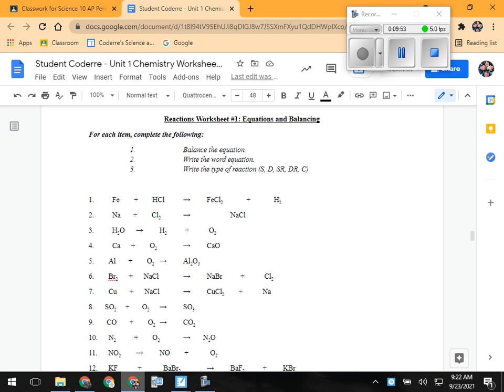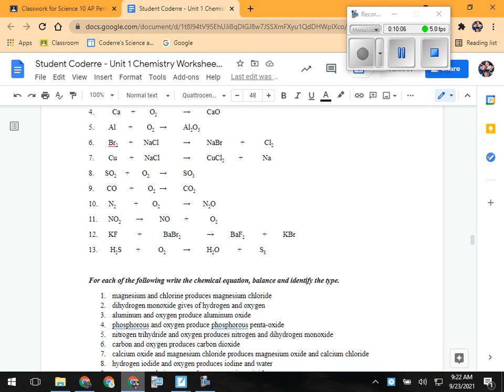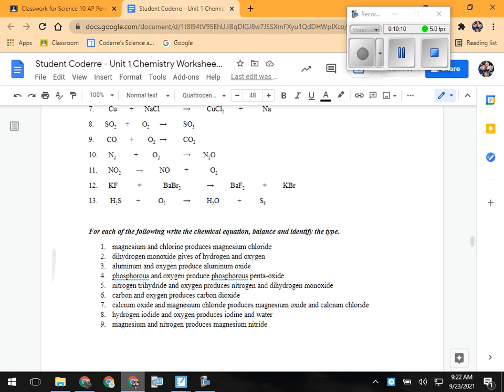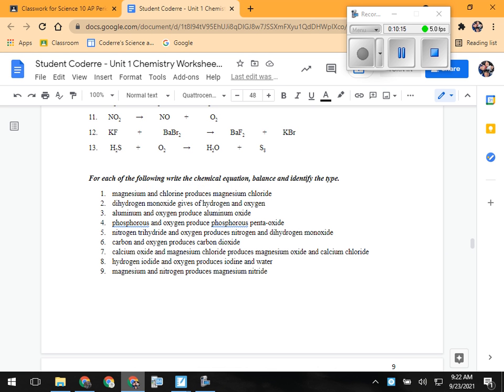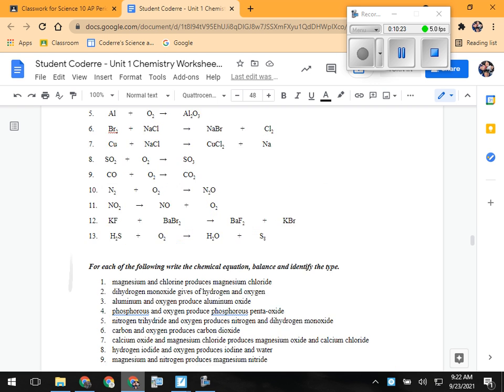Right? And so what I want you to do for these ones, balance the equation, write the word equation, just like what we were doing, and write the type of reaction: synthesis, decomp, single replacement, double replacement, or combustion. There's 13 that are giving you the formulas and asking you to go to the names, and then there are 9 that are the other way, where I give you the word equation, and you need to write the formula equation and go from there. All right, so we just need to practice this. The only way to get good at it is to repeat it.